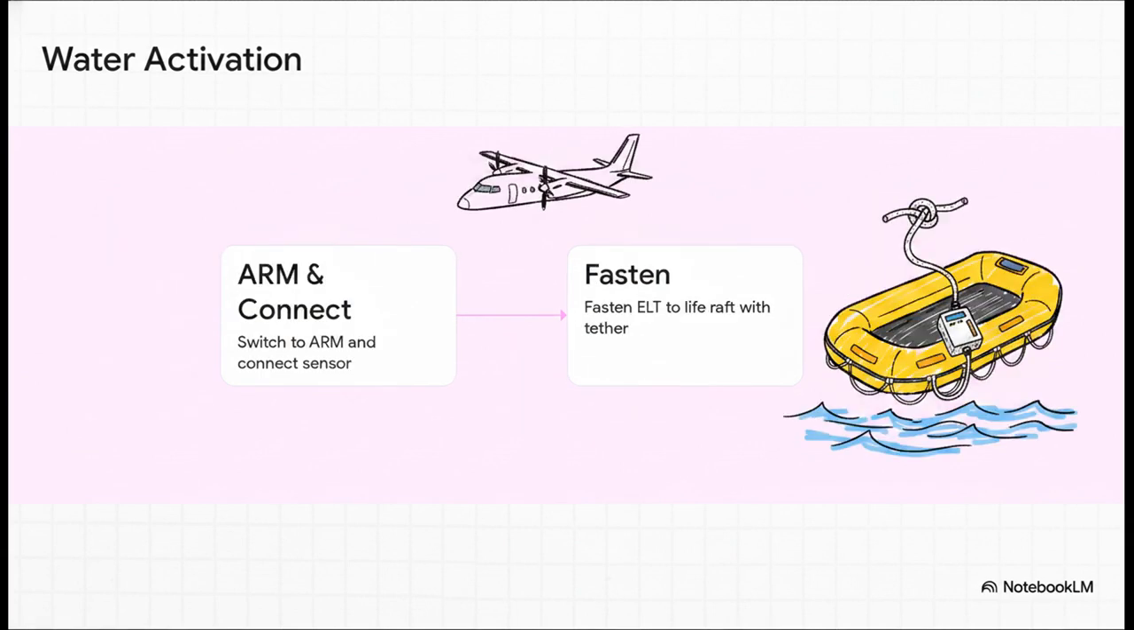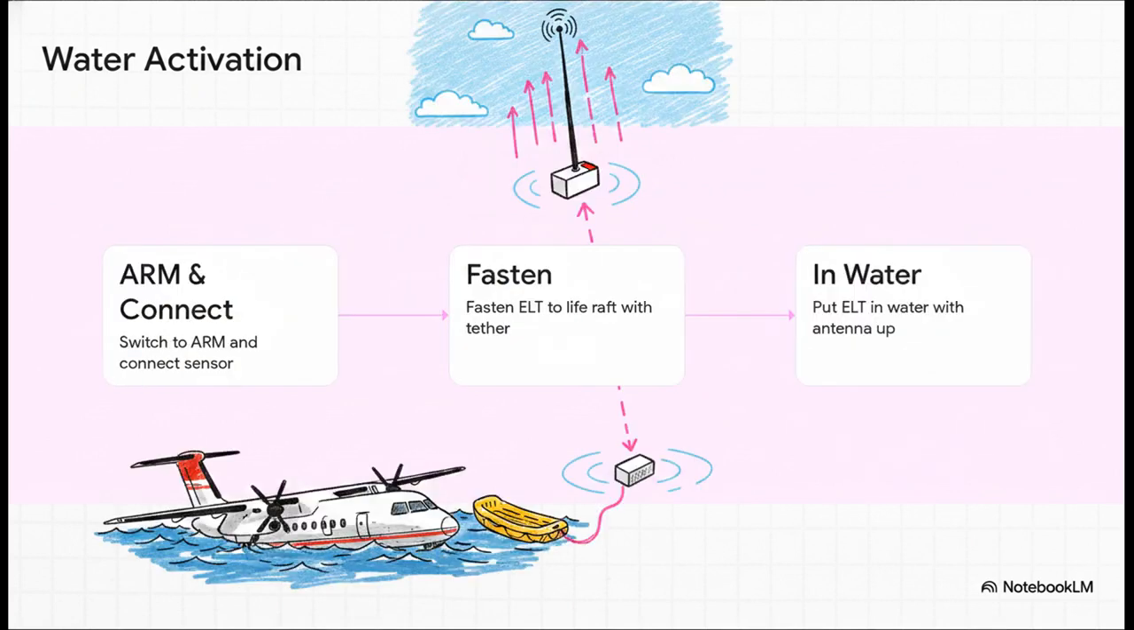Step 2. Once it's armed, securely fasten the ELT to your yellow aviation life raft using a tether line. Your memory aid for this step is tie before you try. Always tether the unit so it doesn't float away from you. Step 3. Now, place the floating ELT in the water, but you have to specifically position it so that its antenna is pointing directly upward towards the sky. Remember, antenna to the air. Keep it pointing up so it can broadcast that rescue signal.